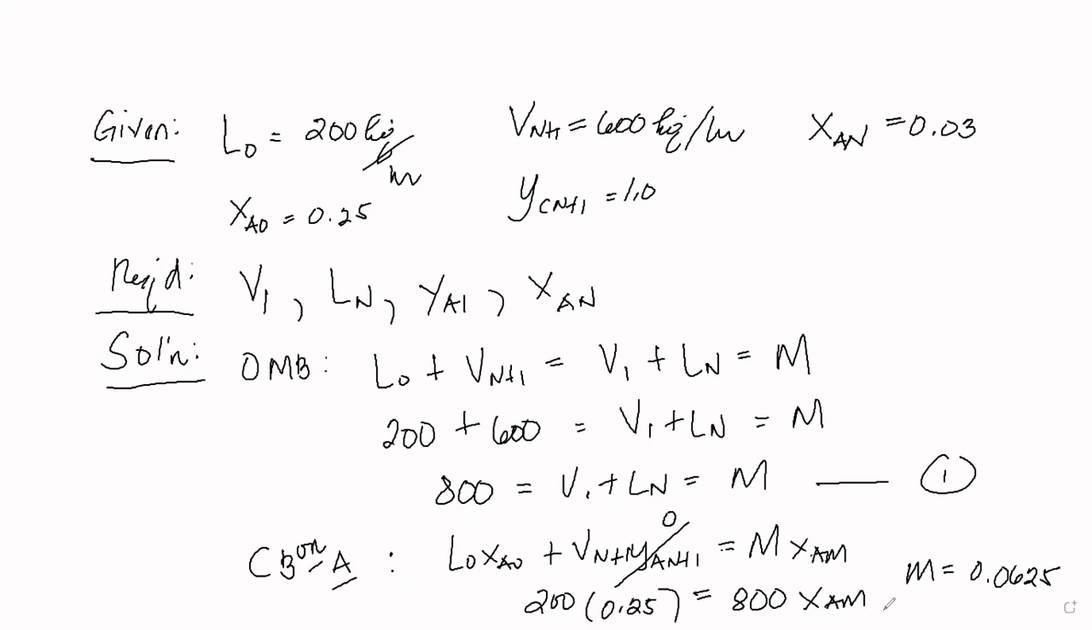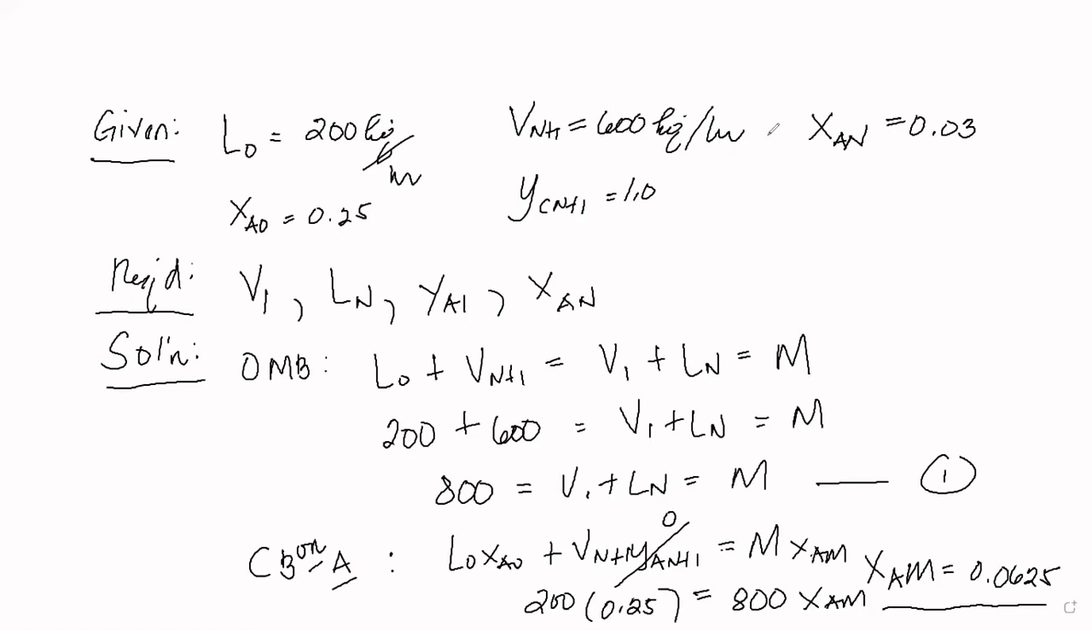Now, I would like to ask a question based on what you have listened to a while ago. I already know the XAM, the very important XAM. Can you please tell me what's the next thing that I will do so I can find my way through the solution to finding the composition and amounts of the raffinate and extract layers? Anyone who can suggest what we're supposed to do?